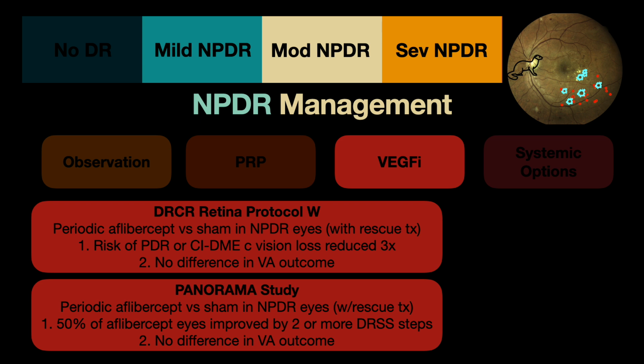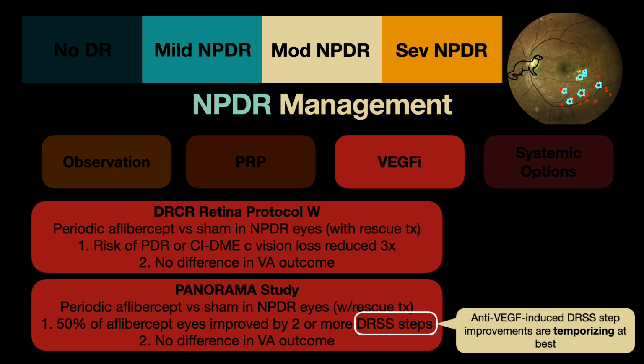Panorama study, I think this is sponsored by Regeneron. Yeah, periodic aflibercept versus sham, basically very similar to protocol W, but there's, again, no difference in visual acuity outcome. They looked at DRSS steps, but those are reversible. Those are temporizing at best, and everybody knows anti-VEGF wears off.